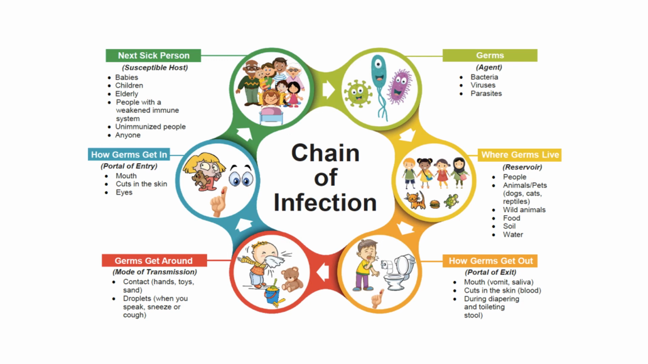While the portal of exit can be through the mouth by means of vomit or saliva, through cuts in the skin by means of blood, or during diapering or toileting. And the mode of transmission is either direct or indirect, where it could happen through contact, droplets, contaminated food, contaminated water, animals, and insects.